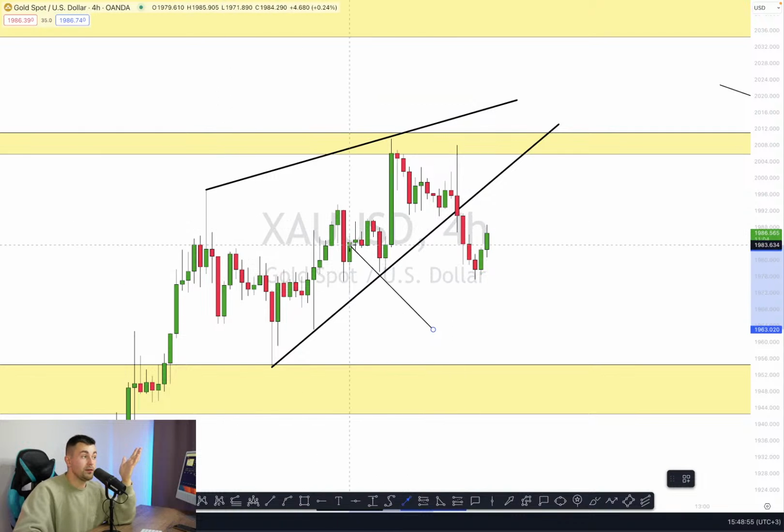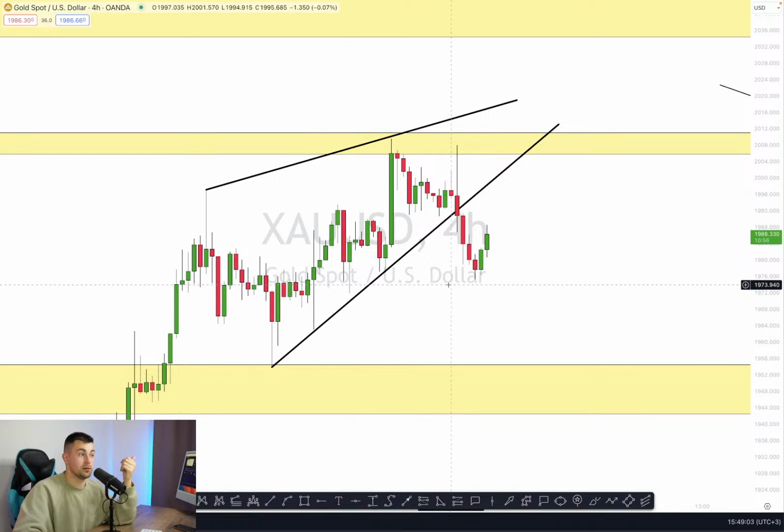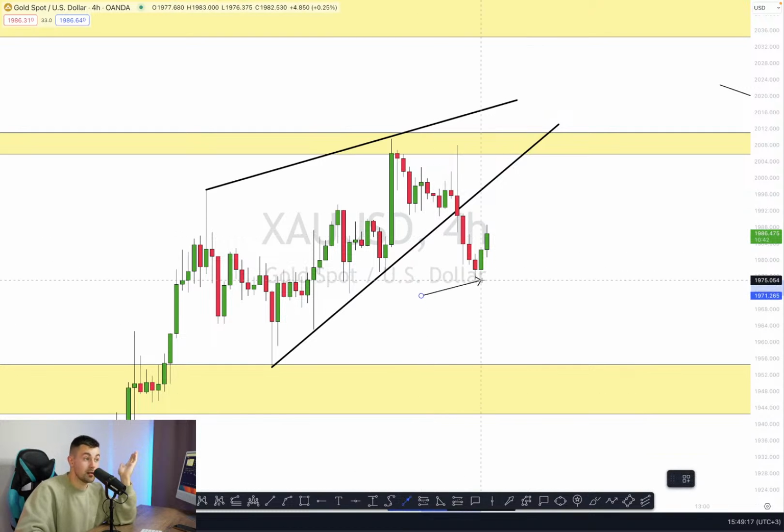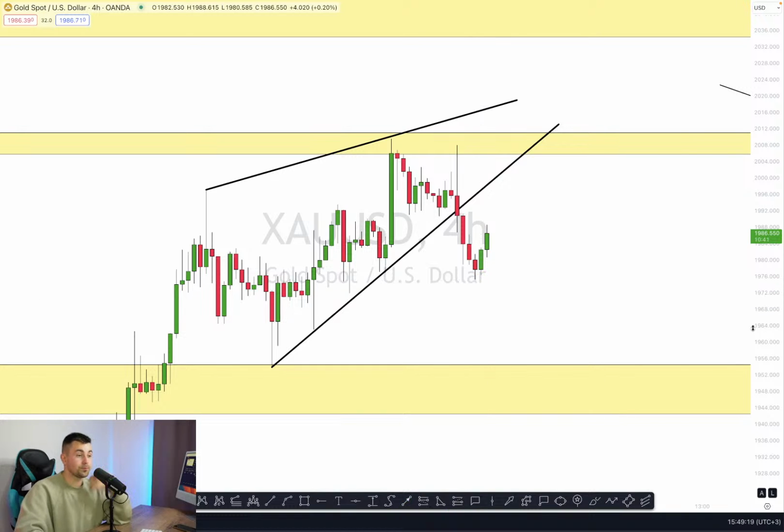So definitely that wedge pattern right here is a perfect indication of the exhaustion of the buyers. As you know, usually rising wedges form at the end of the bullish trend. And usually once you spot a rising wedge, it signifies that soon a correctional movement will start. And you can see how nicely the market dropped then.